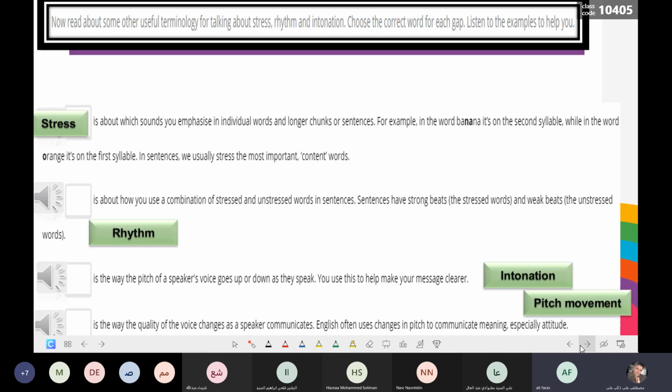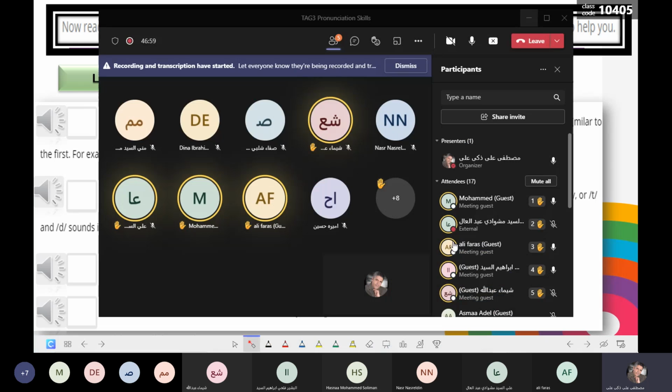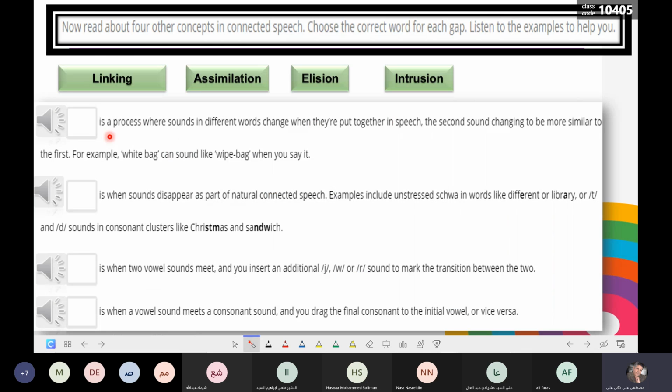Okay, let's see who's raising their hands. Mr. Muhammad, what would you like to say about the first definition here? I think it's assimilation. And what is assimilation?